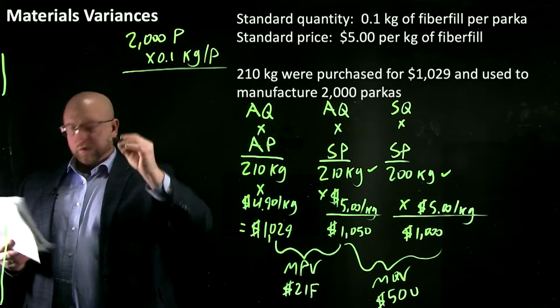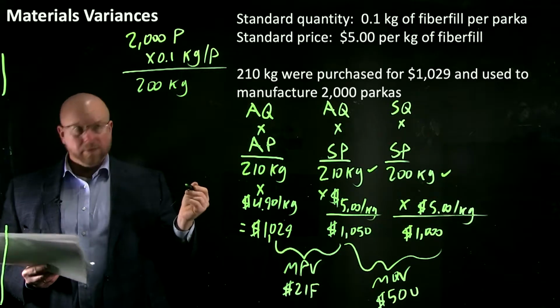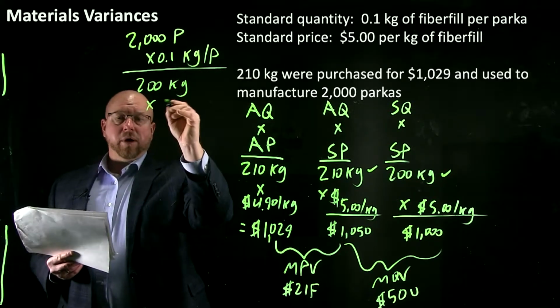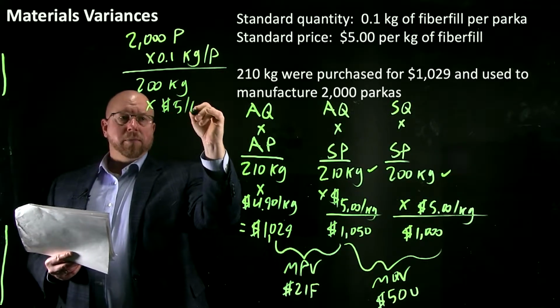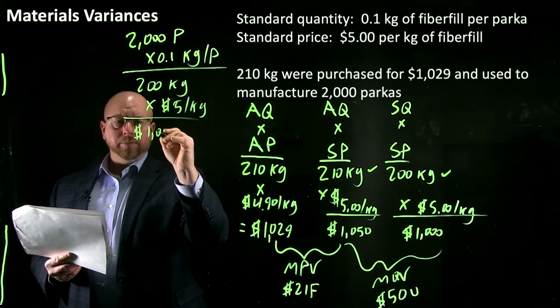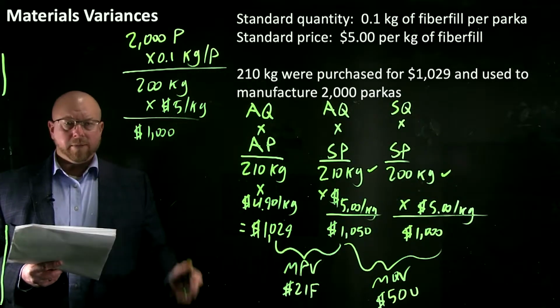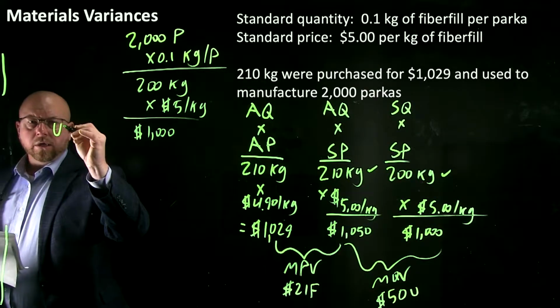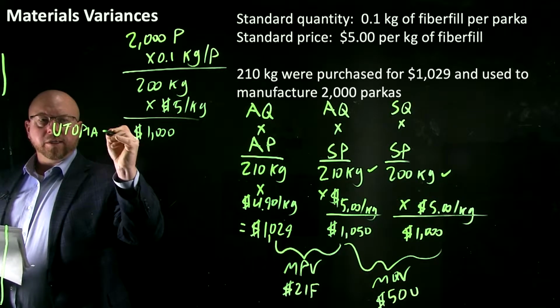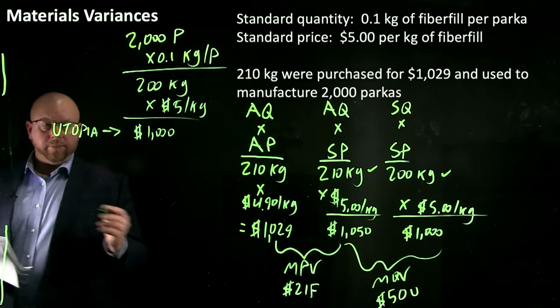So we should use 200 kilograms of this fiber fill. And if the standard price is $5 per kilogram, then in a perfect world, we should have spent $1,000. Okay? This would be, here, I'll call it utopia in this case. Okay? Everything is exactly going according to plan.